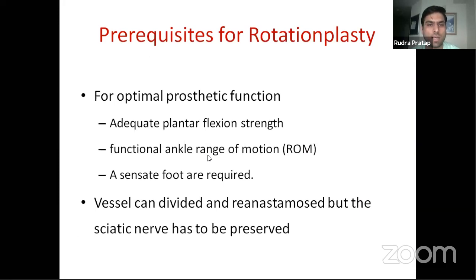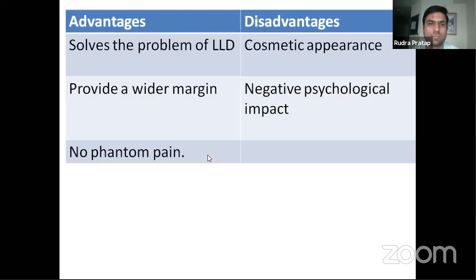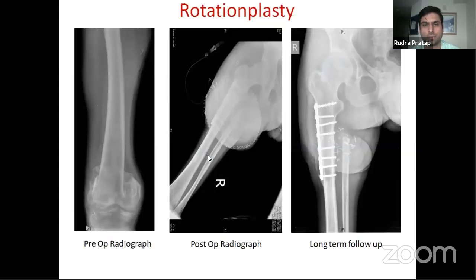The prerequisites are that there should be adequate plantar flexion strength, functional ankle range of motion should be present, and the foot should be sensate. Vessels can be divided and anastomosed, but the sciatic nerve should be present in rotationplasty. The advantage is that it solves the problem of limb length discrepancy and provides a wider margin. And there is no problem of phantom pain. The cosmetic appearance is the disadvantage of the procedure and has a negative psychological impact.